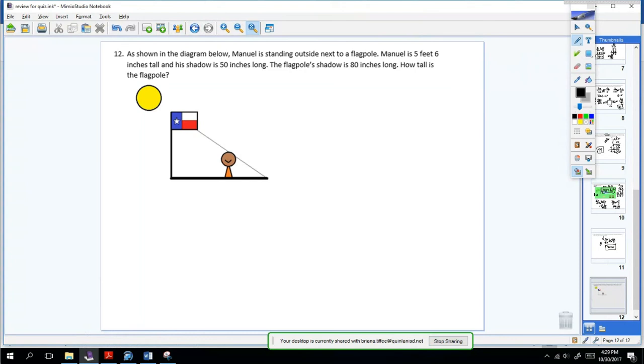Okay, so as shown in the diagram below, Manuel is standing outside next to a flagpole. Manuel is 5 feet 6 inches tall, and his shadow is 50 inches long. So right here, this is 50 inches. The flagpole's shadow is 80 inches. So this whole thing is 80 inches. I'm actually going to redraw this diagram because I don't like having it together. So I have a small person. Here's my person. His shadow is 50 inches long. And then I have a flag whose shadow is 80 inches long.